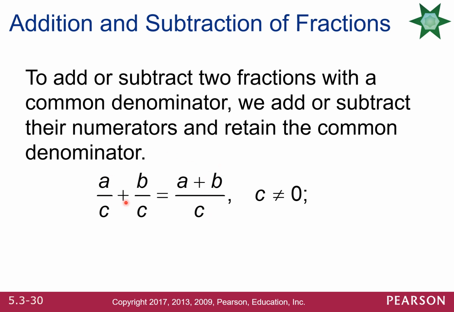Now, if we were doing the subtraction, the same rule would apply. As long as we have common denominators, same value in the denominators, we can just go ahead and subtract the values in the numerators. As shown here, a divided by c minus b divided by c, we write the common denominator once, and we subtract the two numerators. So it becomes a minus b divided by c. So let's look at some examples now. All right.